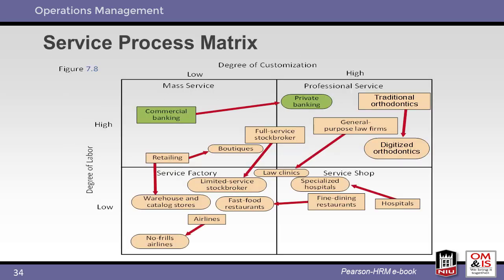This matrix maps different service organizations based on the degree of customization versus the amount of labor required. Customers requiring specialized service often require additional labor and the engagement of more highly skilled professionals. This completes our discussion on the service processes.